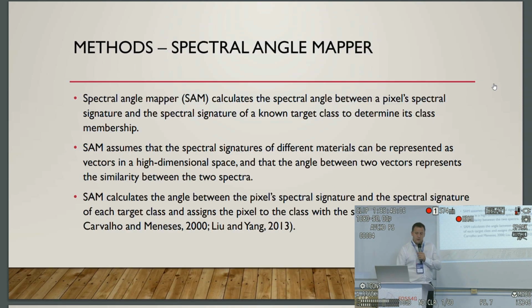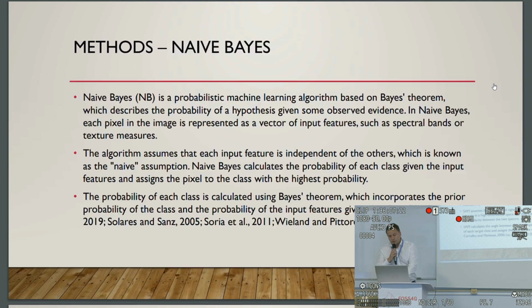Okay, the last two that we used: one is the spectral angle mapper, which calculates the spectral angle between each pixel's spectral signature and the spectral signature of a known target, used to determine its class membership. Basically, it calculates the angle between the pixel spectral signature and the spectral signature of each class and assigns the pixel to the class with the smallest angle.